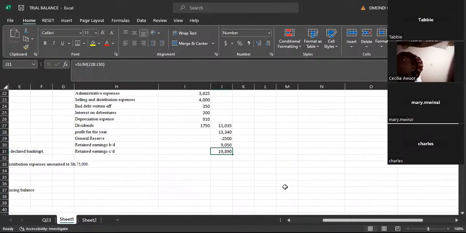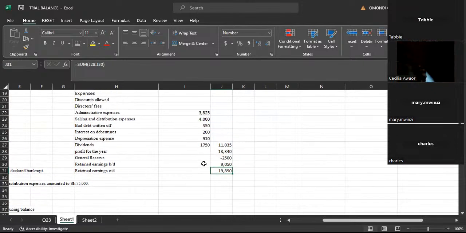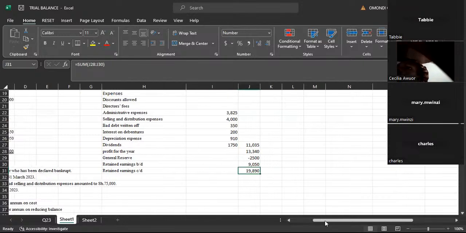But time cannot allow us. So what should we do? Can I leave you with the remaining part, the statement of financial position? You try doing it until Monday. We cannot go beyond this hour. I just want you to go and try doing the remaining part. Of course, it is very simple.